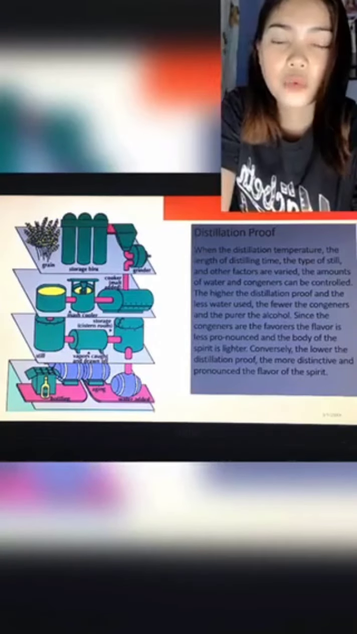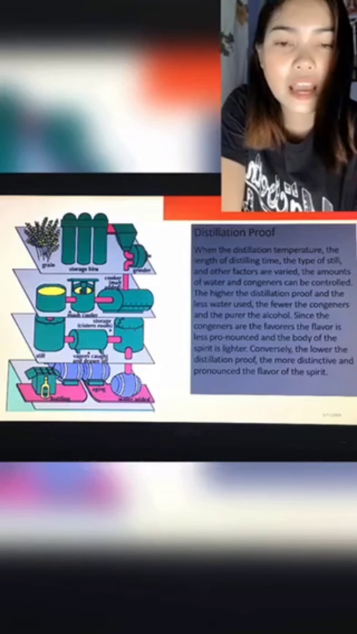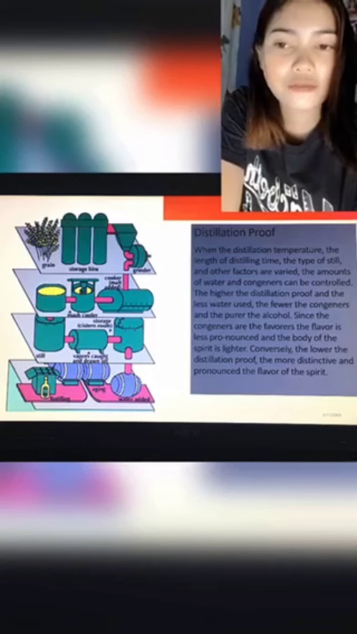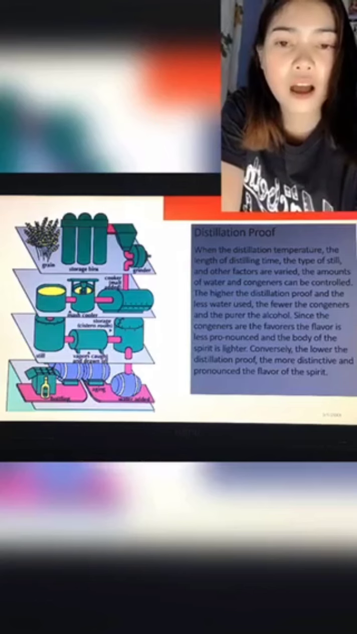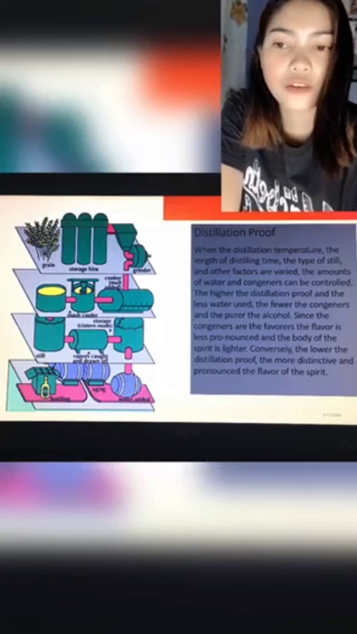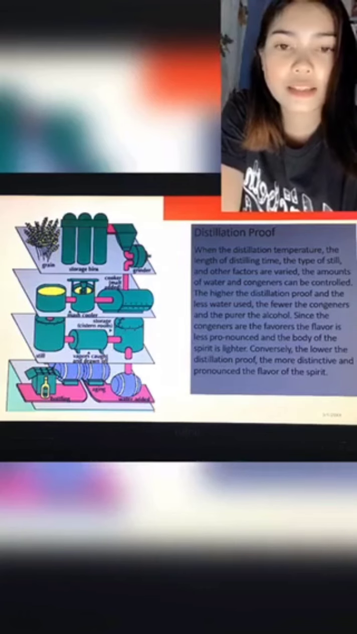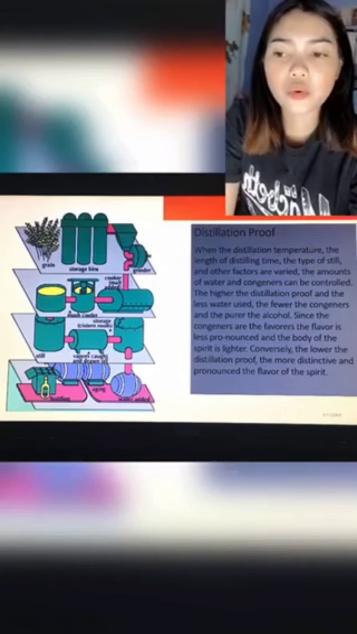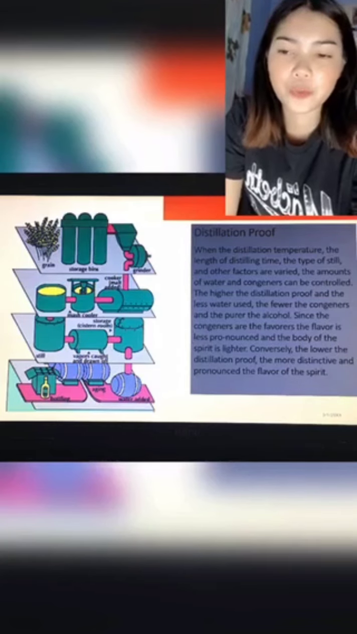Distillation proof. When the distillation temperature, the length of distilling time, the type of still, and other factors are varied, the amounts of water and congeners can be controlled. The higher the distillation proof and the less water used, the fewer the congeners and the purer the alcohol. Since the congeners are the flavors, the flavor is less pronounced and the body of the spirit is lighter. Conversely, the lower the distillation proof, the more distinctive and pronounced the flavor of the spirit.